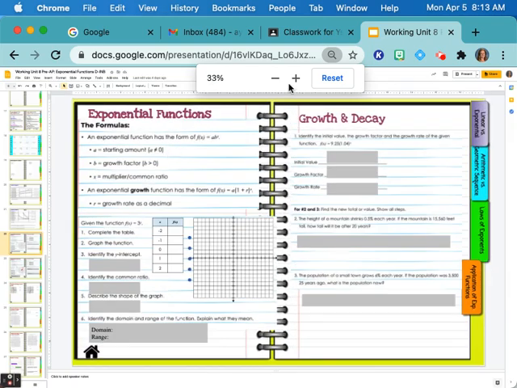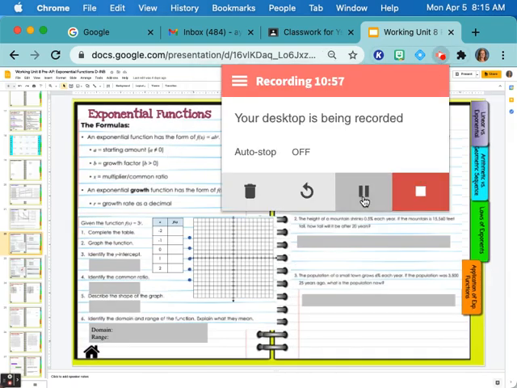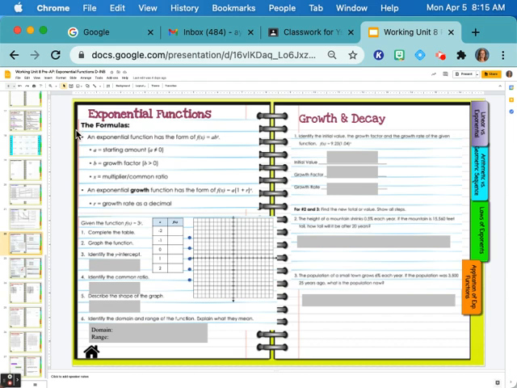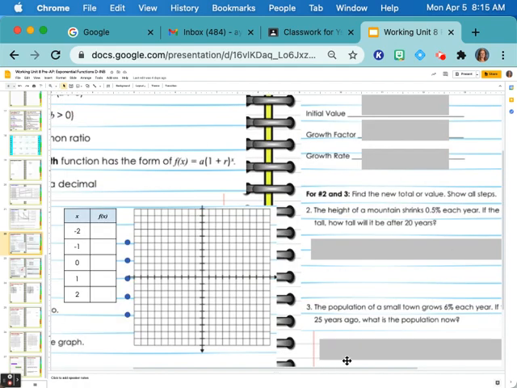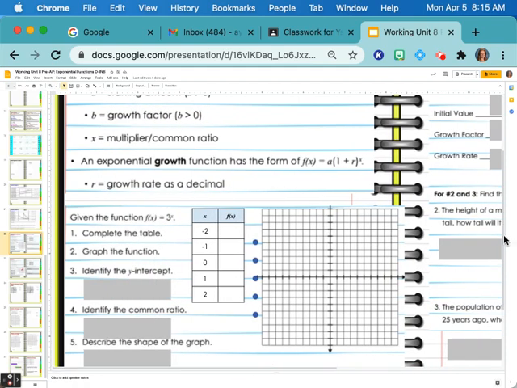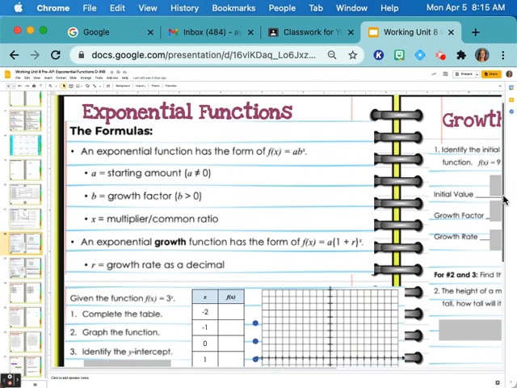Wait, how do you put the new slides in the... So on slide 22, let me zoom in on this. Quiet down, please. We have the formula here, which we talked about with that review. A, B to the X. A is your starting amount. B is your growth factor. And X is your multiplier or common ratio.